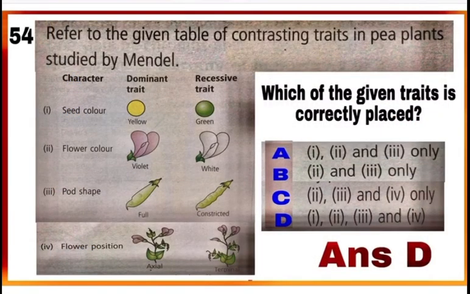Question number 54. Refer to the given table of contrasting traits in pea plants studied by Mendel. Which of the given traits is correctly placed? Option D is correct. 1. Seed color with yellow dominant and green recessive trait. 2. Flower color with violet dominant and white recessive trait. 3. Pod shape with inflated or full dominant and constricted recessive trait. And 4. Flower position with axial dominant and terminal recessive trait. All these are correctly placed.